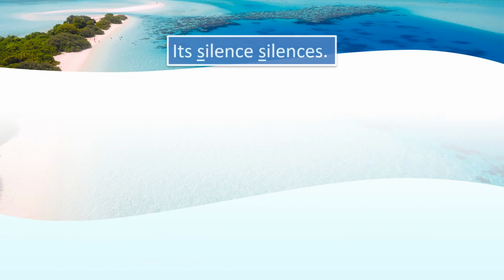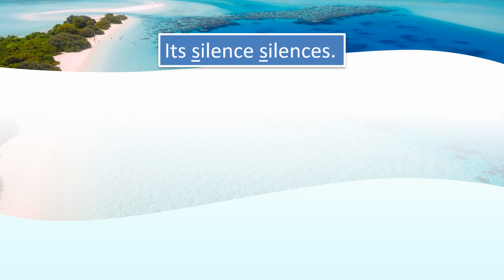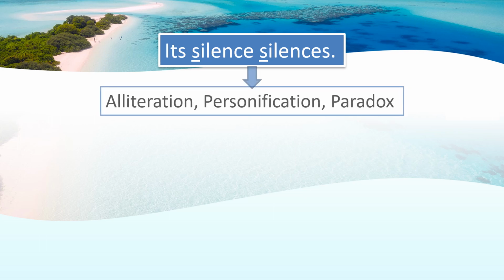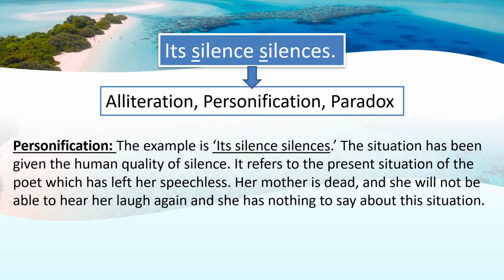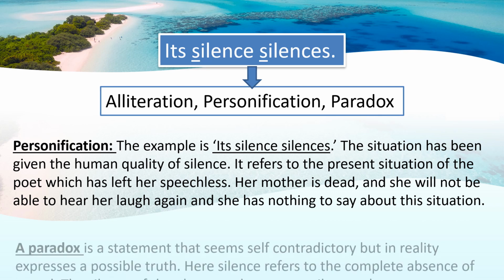Let's focus on the poetic devices used in the last line of the poem. "Its silence silences." The use of alliteration is quite noticeable. The consonant sound S is repeated in the words "silence silences." It's also a personification. The situation has been given the human quality of silence. It refers to the present situation of the poet, which has left her speechless. Her mother is dead, and she will not be able to hear her laugh again, and she has nothing to say about this situation. It's paradox.